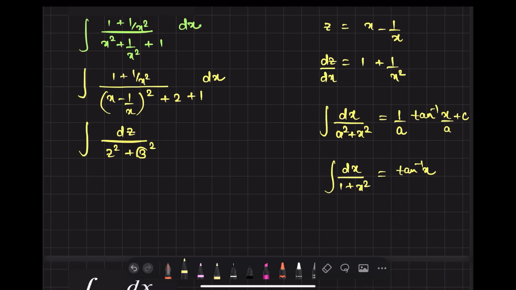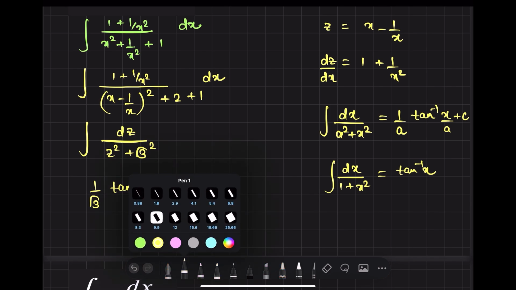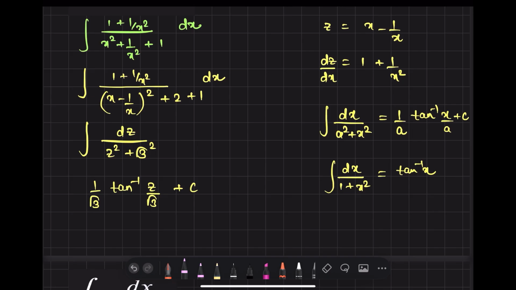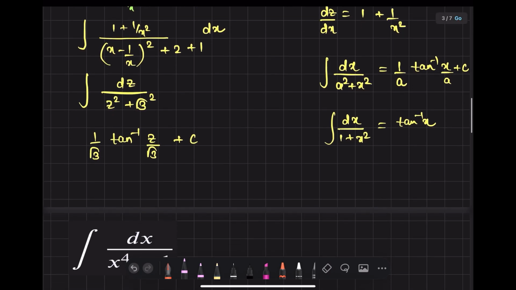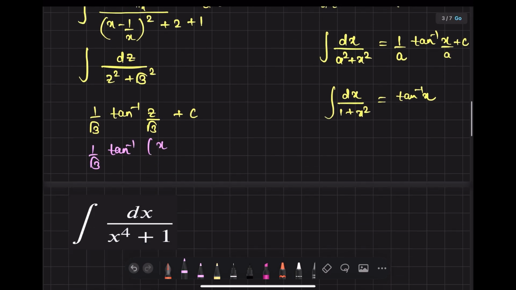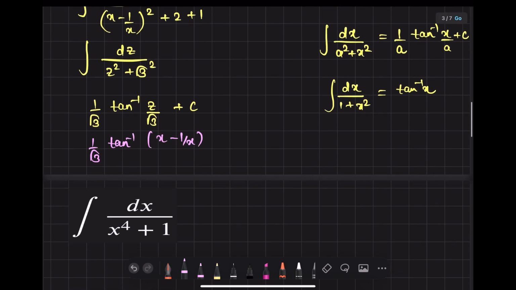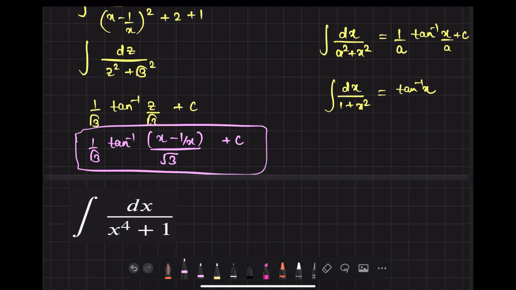Now you can write down this thing as 1 by root 3 tan inverse z by root 3 plus integration constant c. You know that they have asked you the question in terms of x, so you should answer in terms of x. So let's write down this thing: 1 by root 3 tan inverse, x was z, that was x minus 1 by x, upon root 3, plus integration constant c. So this is the answer for this question.